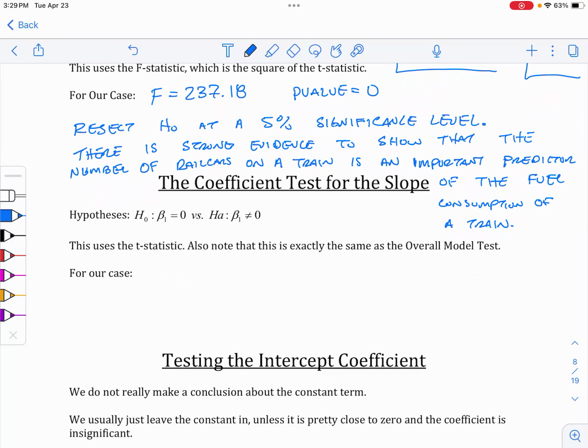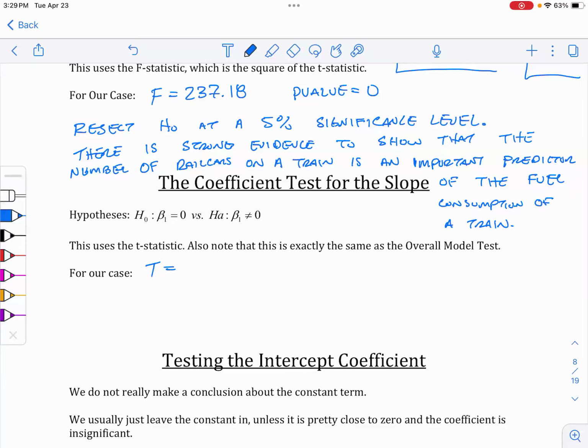The coefficient test: notice the hypotheses are exactly the same. That's because, for simple linear regression, the overall test and the coefficient test are the same test. I point this out because that's only true for simple linear regression. Good news for us, that's all we're covering. So once you identify one, you should know the interpretation of the other. The difference lies in what test statistic we use.